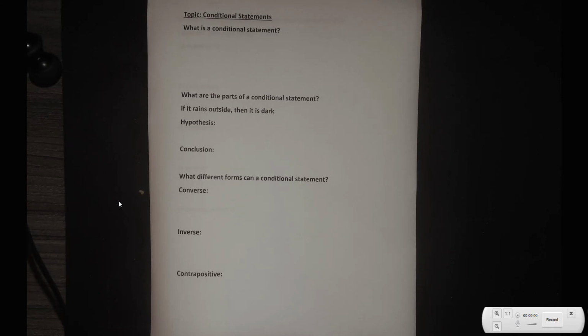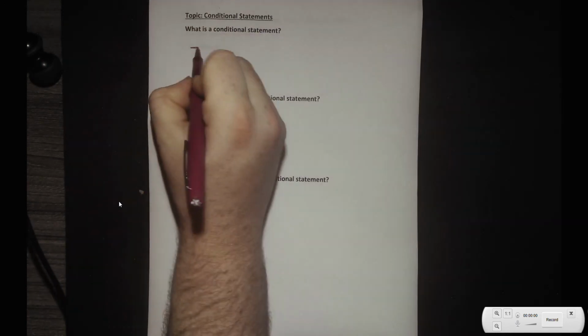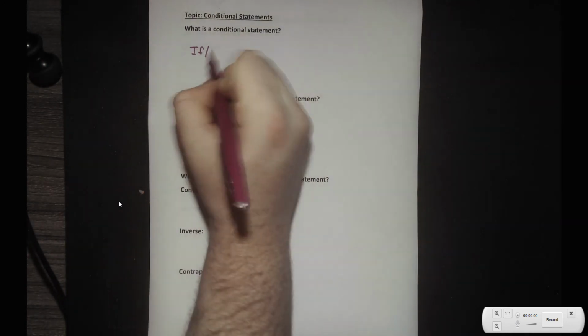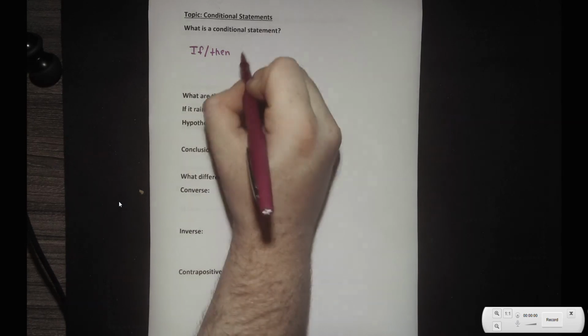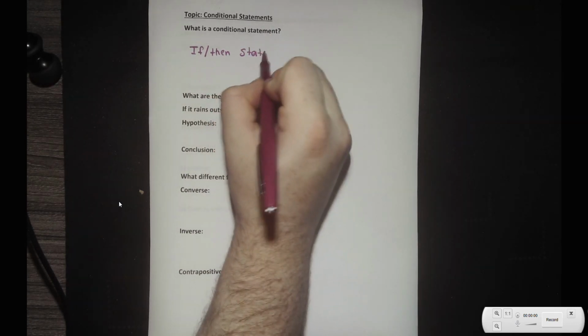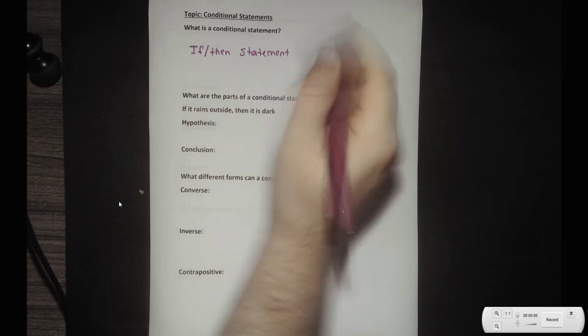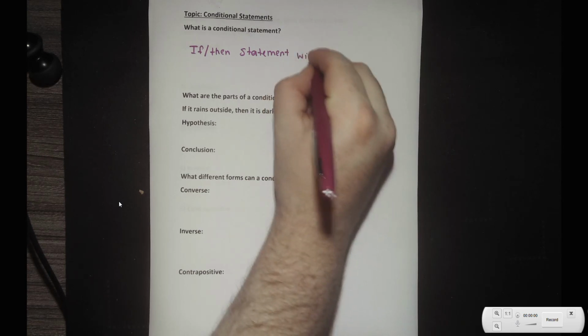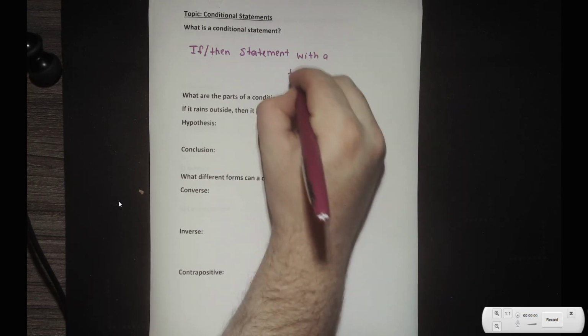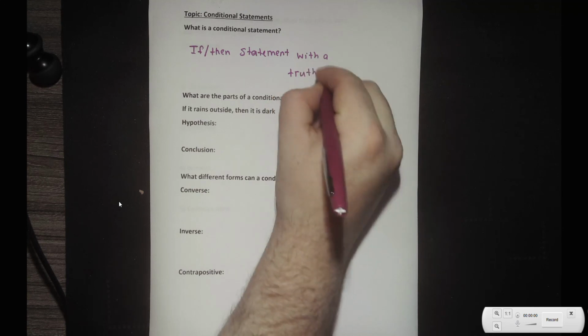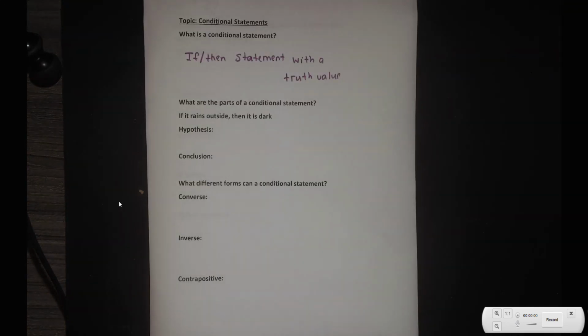Okay, so we're going to talk about conditional statements. And a conditional statement is an if-then statement with a truth value. Okay, so now a conditional statement has different parts to it.